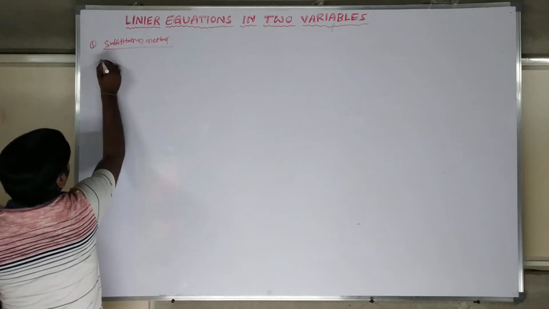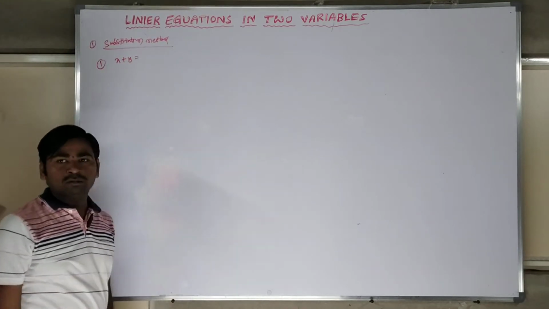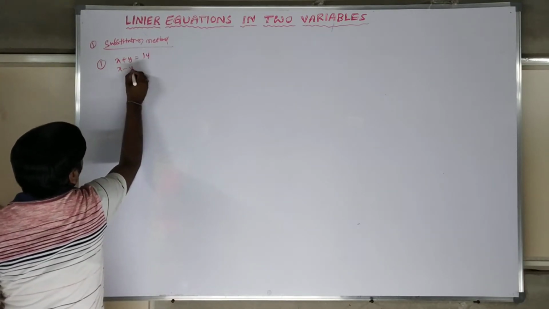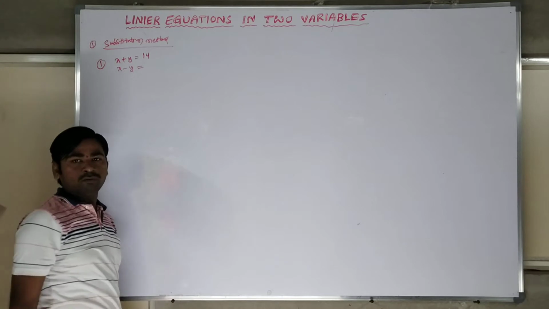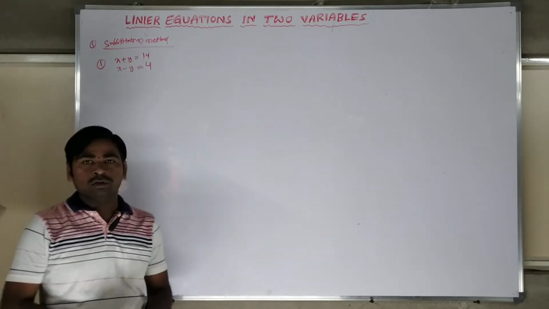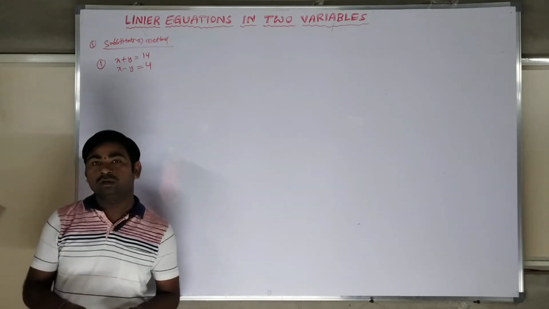Let us explain with question number one. Let x plus y is equal to 14, and x minus y is equal to 4. This is the first problem. When you are taking a problem, we have some specific conditions, and with that we will start.